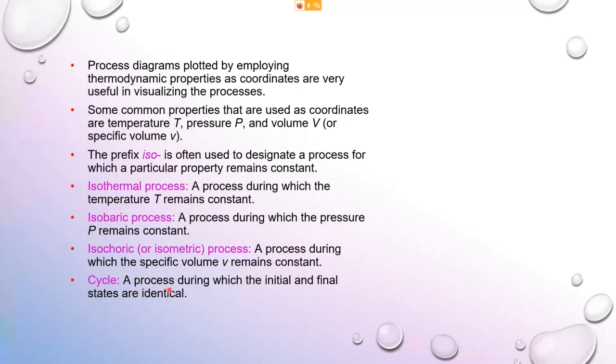Cycle. What is a cycle? A process during which the initial and the final states are identical. So, for example, when the system has already undergone a process, make sure that if the initial point has pressure P1 and V1, and the final point has pressure P4, V4, and temperatures T1 and T4, if the pressure, volume, and temperature of the initial point and the last point are the same, then we say it is a cycle.